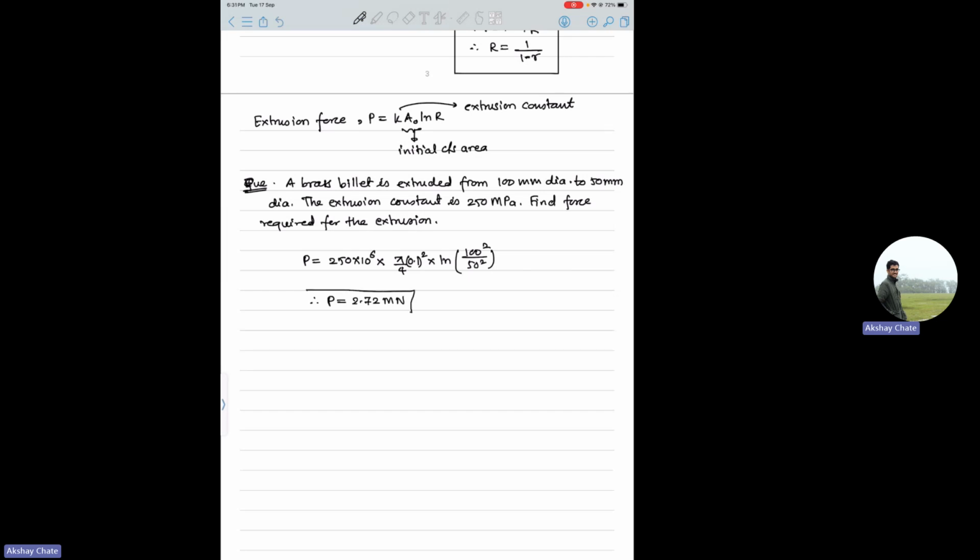So these kind of questions are asked in the GATE exam. So you should remember the formulas and you can solve it.